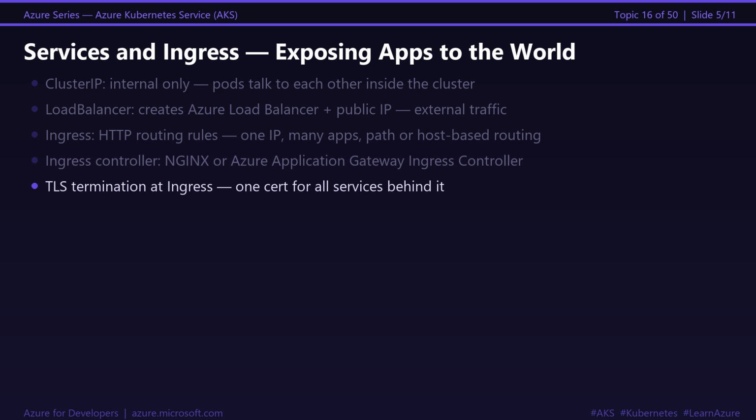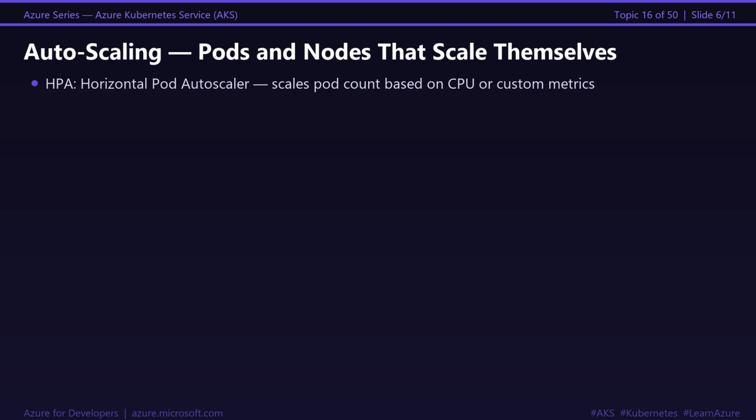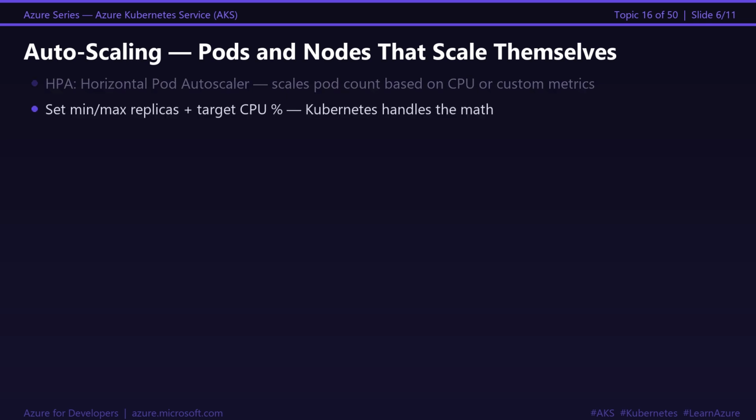Most people set up Kubernetes and forget about scaling. Then traffic spikes and their app falls over. Don't make that mistake. The Horizontal Pod Autoscaler, HPA, watches your pods' CPU usage. When it crosses your threshold, it adds more pods automatically. When load drops, it removes them. You set the minimum replicas, maximum replicas, and target CPU percentage. Kubernetes does the rest.